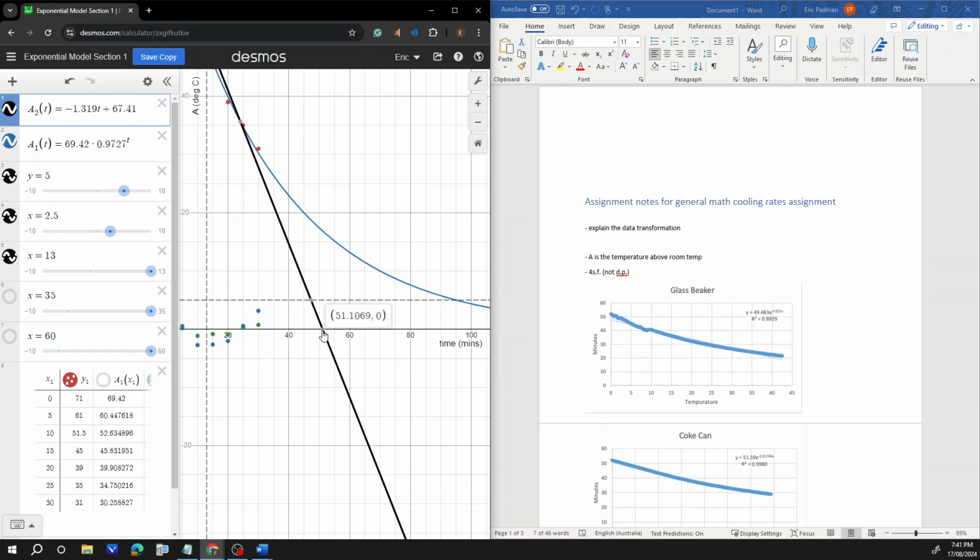Now, it's still unrealistic to get negative A. Why is that? Well, consider it this way: you've got a hot cup of coffee. It is losing heat to the environment, which is colder.